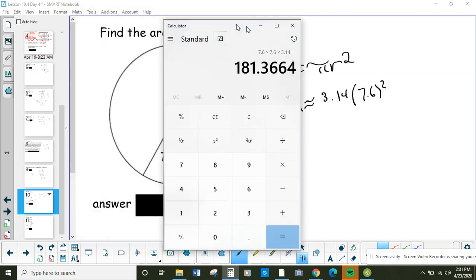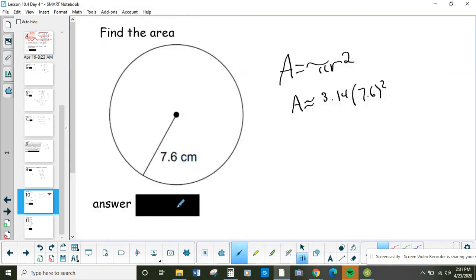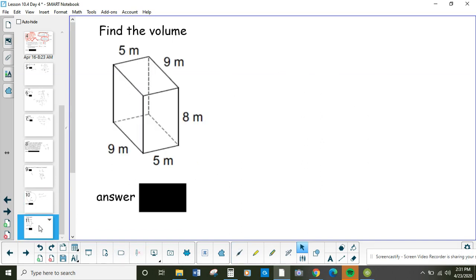And some of you are pretty good at pushing buttons, so we should have done that well. Hopefully you got an answer there of about 181 and 5/10 centimeters squared. Remember, squared for area, cubed for volume. If you were very close but a little bit bigger, that means you pushed your pi button on your calculator. You're still right. Go ahead and pause the video and find the volume.